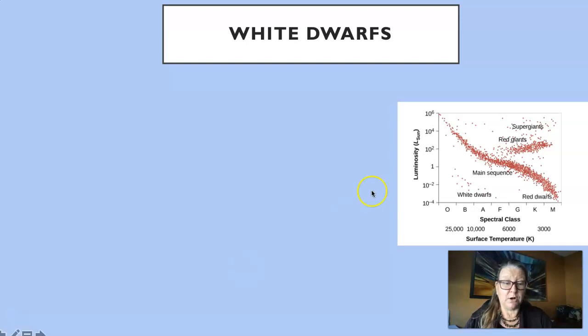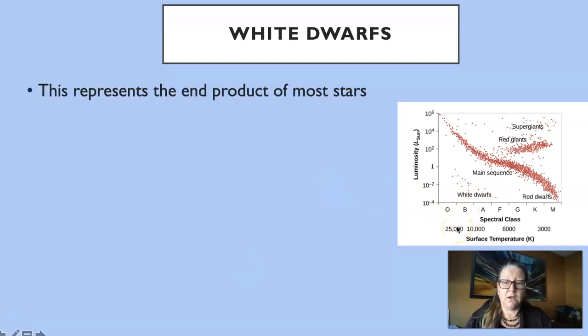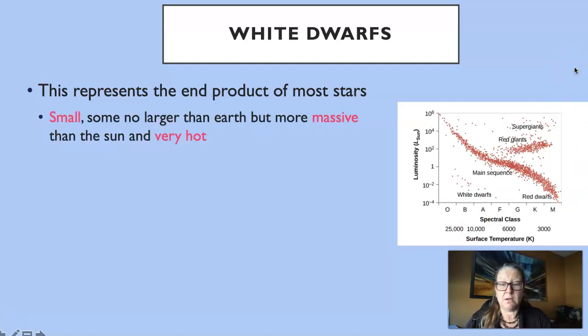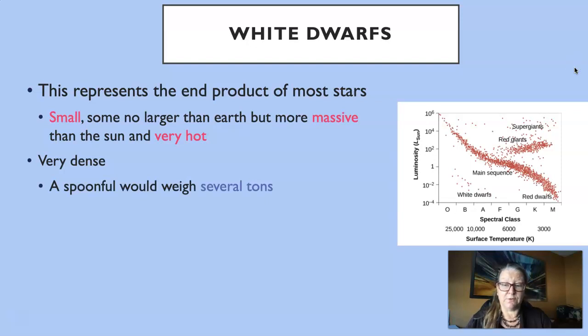What about white dwarfs, these stars that are down here? Well, these represent the end products after the red giant phase of most stars. They're very small. Some of them are no bigger than Earth, but they're very dense, very massive, and very hot. A spoonful of a white dwarf, if you could hold it, would weigh several tons.